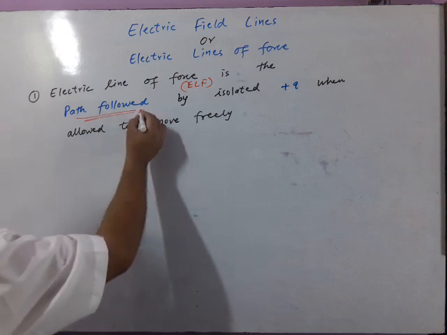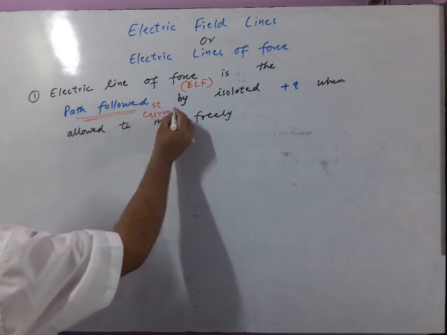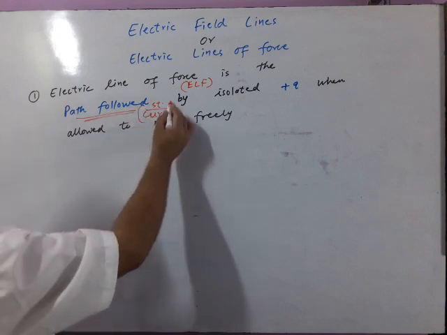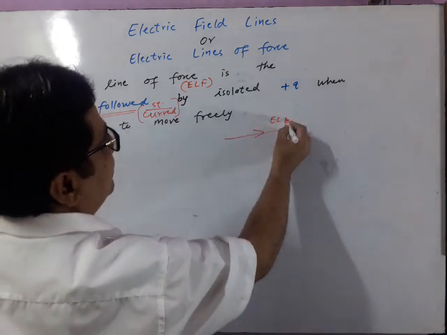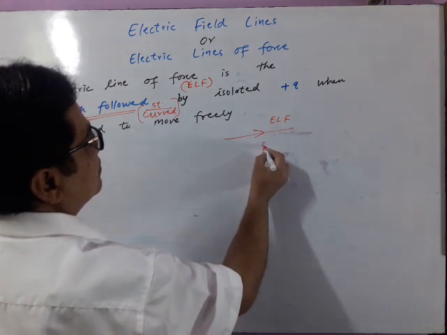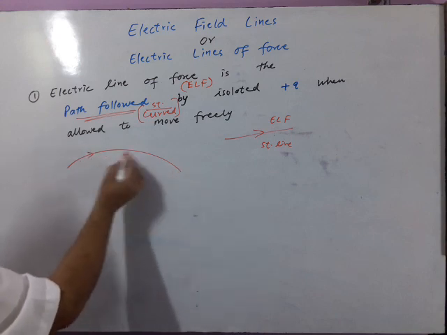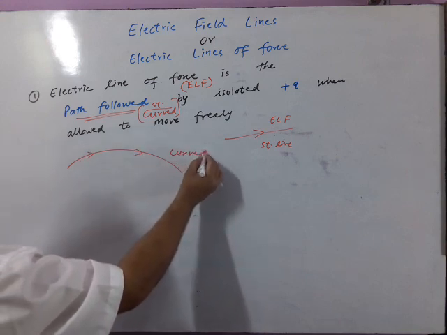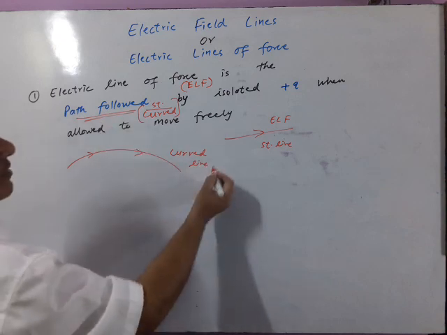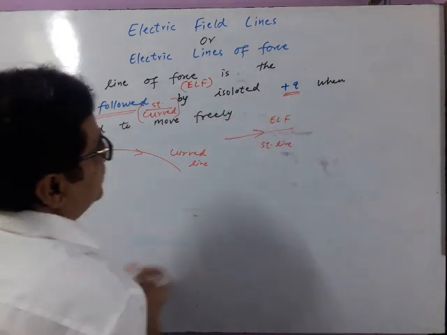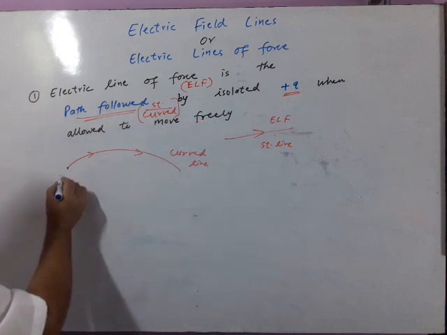This path followed may be a straight line or a curved line. See, this may be a straight electric line of force, or it may be a curved line. This is the path followed by an isolated positive charge when allowed to move freely. So this is plus Q charge.